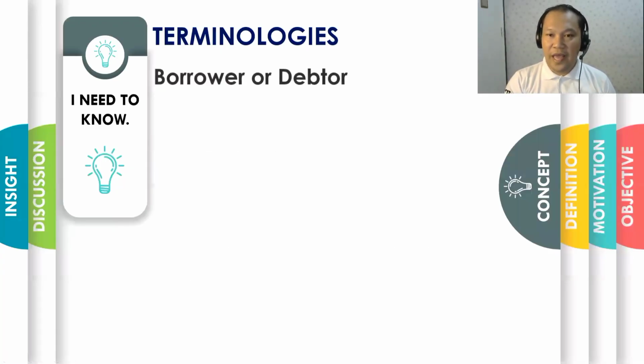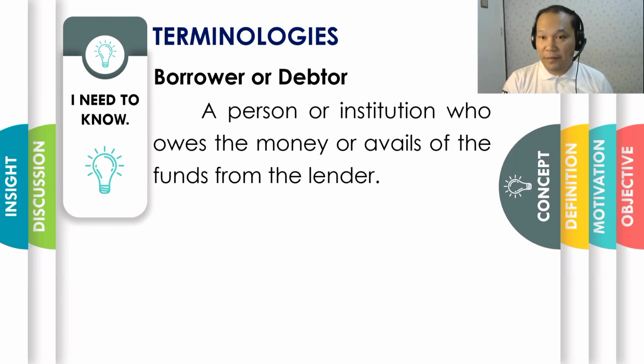Another terminology that we have is borrower or debtor. Now, when we talk about borrower or debtor, it is a person or institution who owes the money or avails of the fund from the lender. Now, kapag ikaw ay nangutang, ang tawag sa iyo ay borrower kasi ikaw yung nanghiram ng pera. Okay, from the institution, which is the lending company. Now, on the other hand, kapag ikaw naman yung nag-save ng pera, ibig sabihin, yung company na kung saan ang pera mo ay sinave mo, ang tawag doon sa institution na iyon ay debtor.